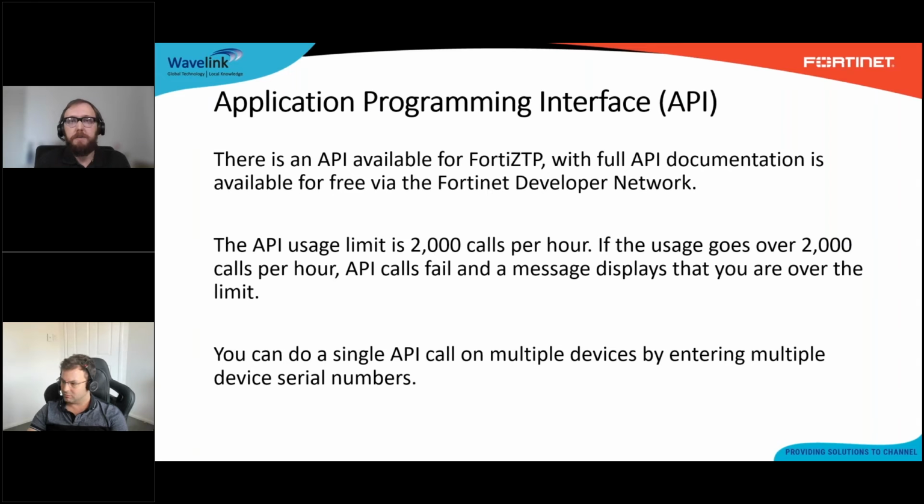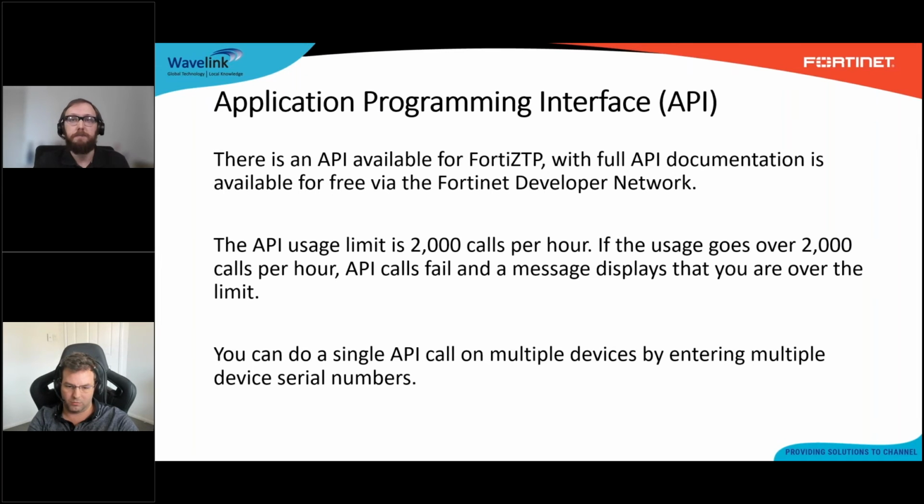There's a lot of documentation. It's fully written out, explaining all of the API calls that you can possibly make and all the responses you would expect. It is limited to 2,000 calls per hour. If your usage goes over 2,000 per hour, the API call will fail and it'll give you a message to tell you that you've gone over that limit. Unfortunately, there's no way of increasing that at the moment, but potentially, and I haven't checked this, if you reached out to Fortinet, there may be a way through a TAC case that they may be able to extend that.